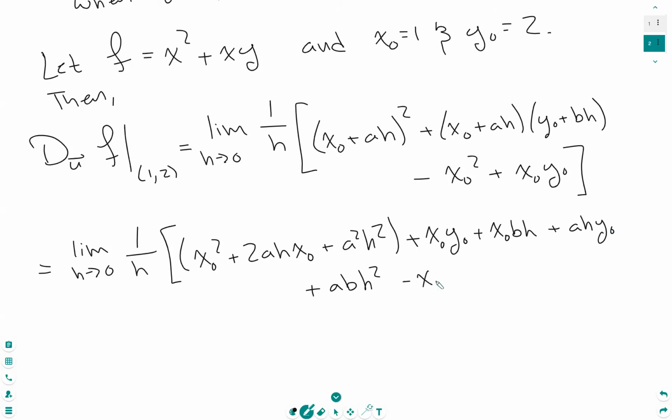And then I have my minus x naught squared plus, oh, this should be a minus, sorry, because we're subtracting that whole quantity. So that should be a minus right there. It should also be a minus. Minus x naught y naught.